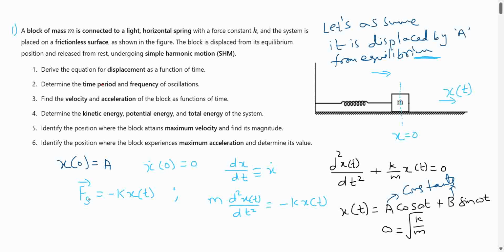Now let's substitute x of 0, we will get A. Cos 0 is 1, and we know that b sin 0 equal to 0, so we get A equal to A. Whatever constant we have taken, suppose if A is given as 3, then the constant A will be 3, something like that. Now we have another initial condition.